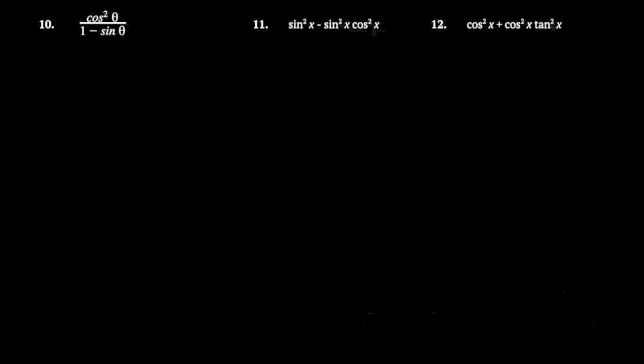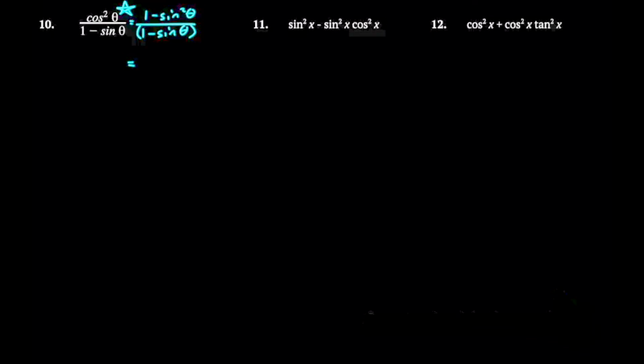With example number 10, it's not immediately obvious what to do. I guess we have cosine squared on top, which I remember is the same thing as 1 minus sine squared. So I suppose we could do this, and then we have this over 1 minus sine on bottom. But you have to be really careful here, because you can't just cancel the 1s and cancel these and say that you're just left with like minus sine or something like that. Because 1 minus sine is a factor all by itself. It can't be split up.